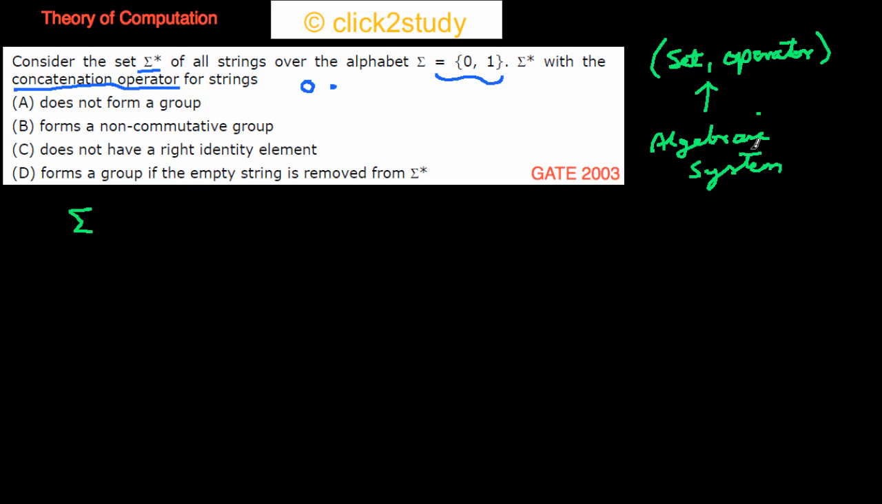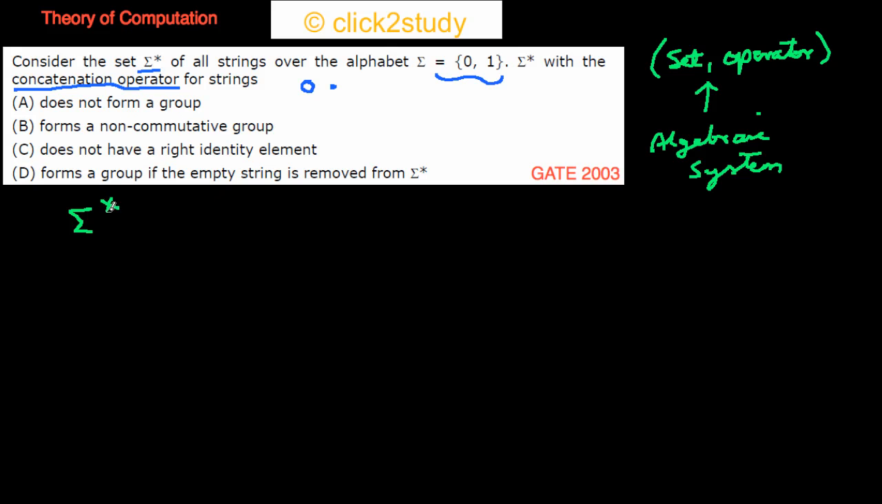So what algebraic system do we have? Whenever you have an algebraic system, you have two things: a set and an operator on that set. When you have these two things, this is an algebraic system. There are different types of algebraic systems like rings, monoids, semigroups, groups and so on. In this case, we are particularly interested in groups.